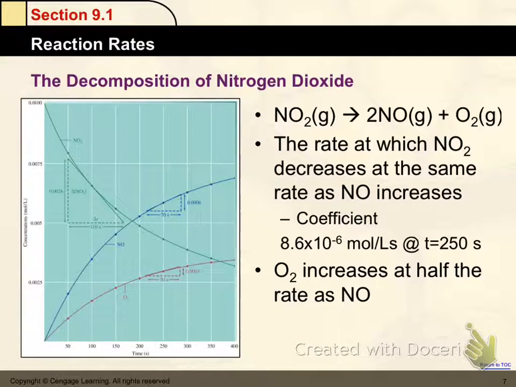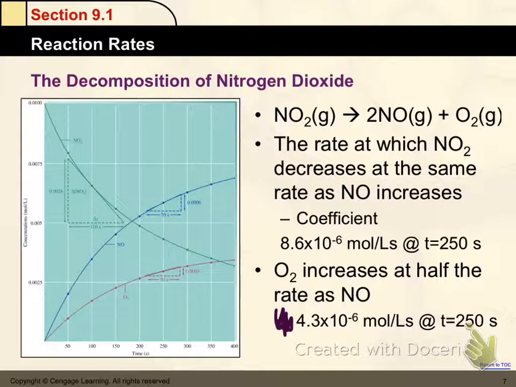Why is that? Well, there's half the amount of moles of O2 that are actually being produced. Okay, so you don't actually have to do the math. You just get, well, I guess you have to divide by 2, but you can all do that. And then there you go. That's 4.3 times 10 to the negative 6th. Please note, by the way, this is not a negative sign. Okay, 4.3 times 10 to the negative 6th. So it's half the rate at which the NO is produced.